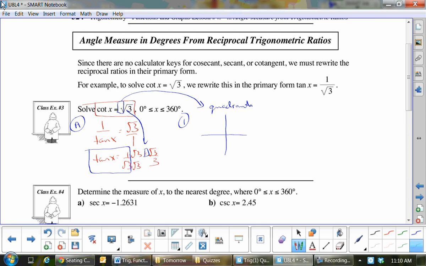Now, which quadrants is tan positive? That's why you're going to do this. 1 and 3. See, all and tan. So there's two things you can do. You can check those ones off, or you can cross those ones out. Step 1 was find out which quadrants you're in.